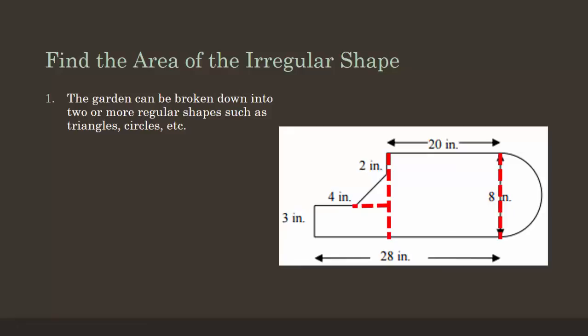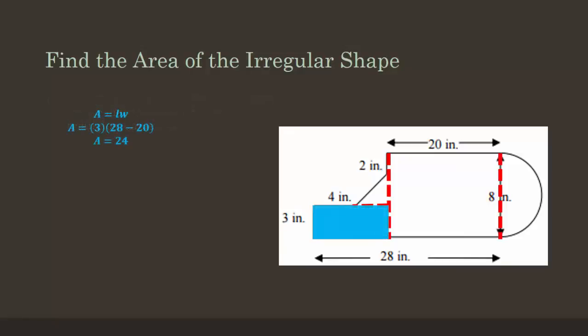So let's start with the bottom left rectangle in this regular shape, labeled in blue. Looking back at our formula sheet, we know the formula for finding the area of a rectangle is length times width. Now the length is pretty easily shown in this diagram as 3 inches. The width is going to be a little more difficult to get. You see, the width of the entire irregular shape is 28. But we don't want the entire width, we only want the width of the rectangle. So therefore we're going to subtract 20, so we only have the width of the rectangle. We'll do some quick simplification to where we can arrive at our final answer, that A equals 24.